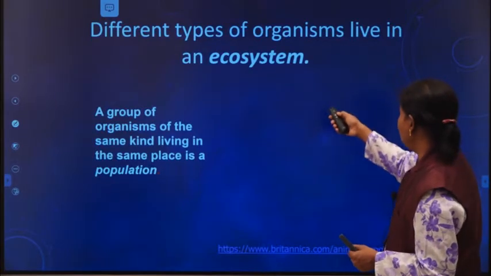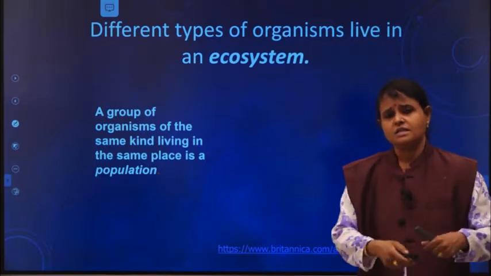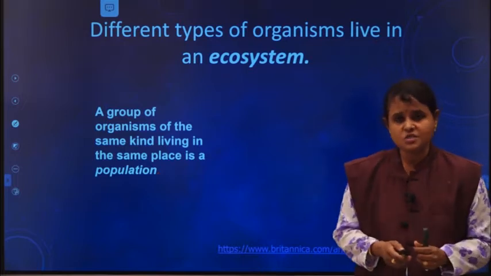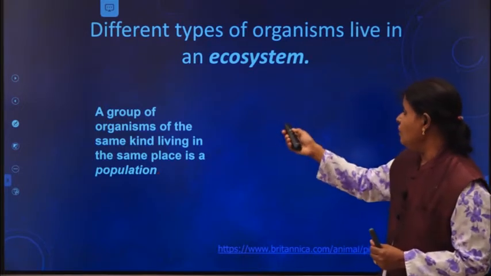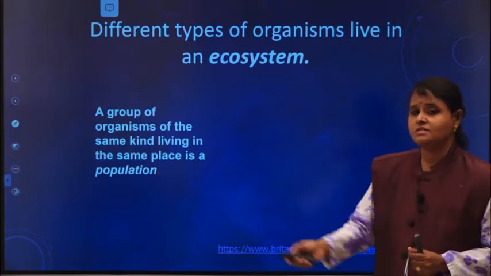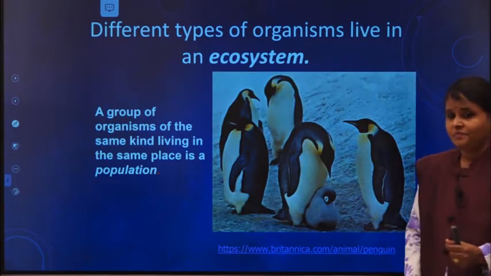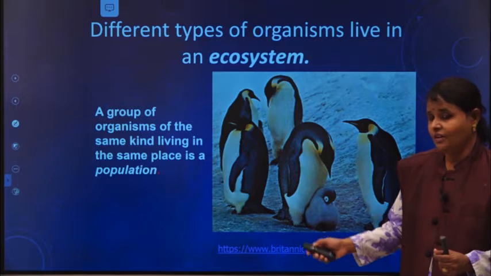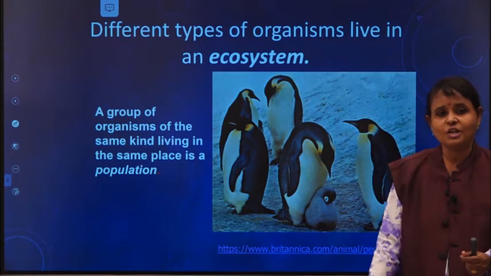You can see there are different types of organisms that live in an ecosystem. Maybe plants, birds, insects, snakes, like that different types of organisms will stay. Now you can see the group of organisms of the same kind living in the same place. I can show you some pictures. See, these are a group of organisms, penguins. Same kind living in the same place becomes a population.